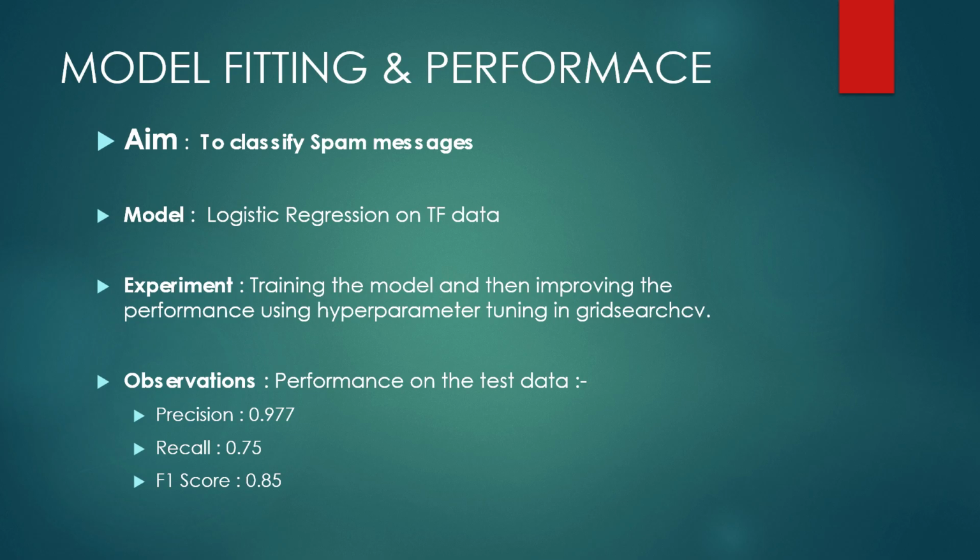This data represents the logistic regression on TF data. Here we got precision as 0.97, recall as 0.75, and F1 score as 0.85. We tuned the model using hyperparameter tuning with grid search, which gave us the best fitted results.